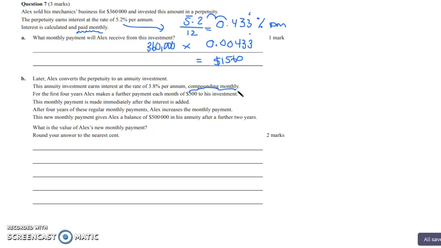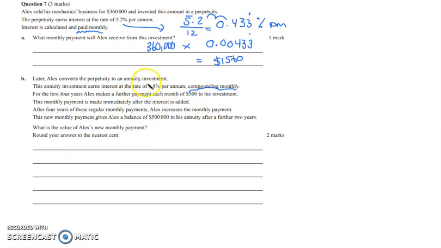For the first 4 years, Alex makes a further payment each month of $500 to the investment. This monthly payment is made immediately after interest is added. After 4 years of regular monthly payments, Alex increases the monthly payment. The new monthly payment will give Alex a balance of $500,000 in his annuity in a further 2 years. What is Alex's new monthly payment?